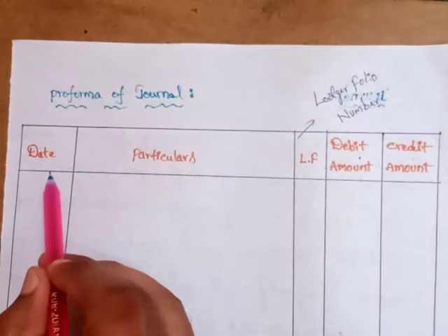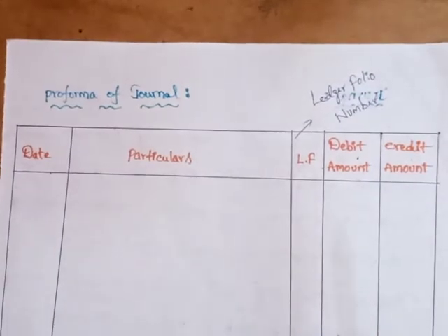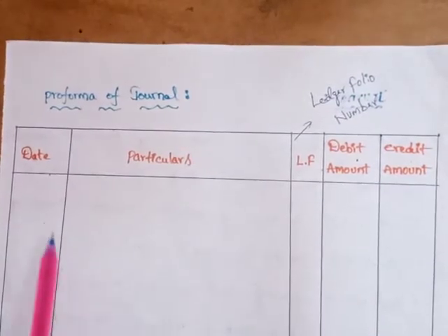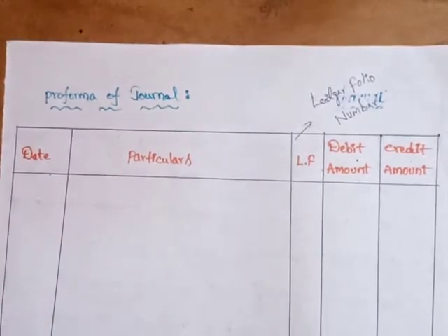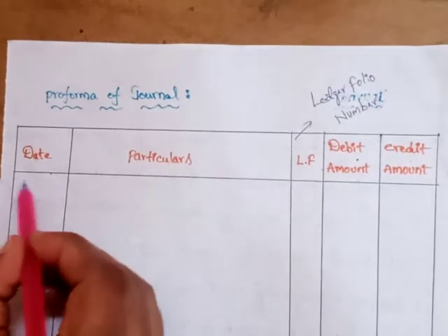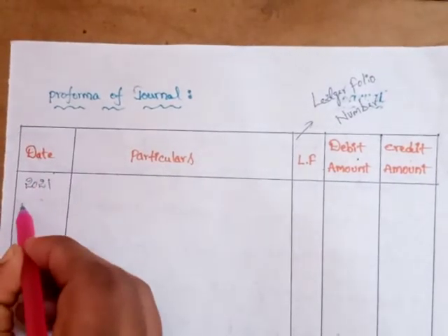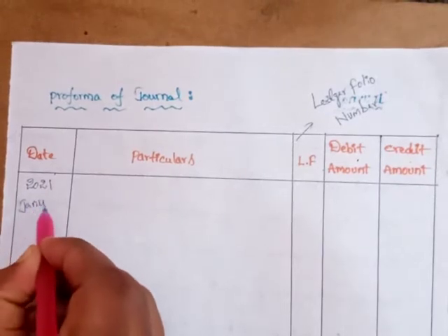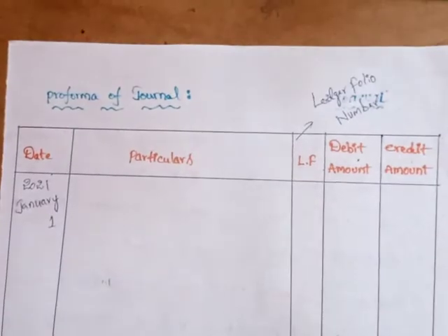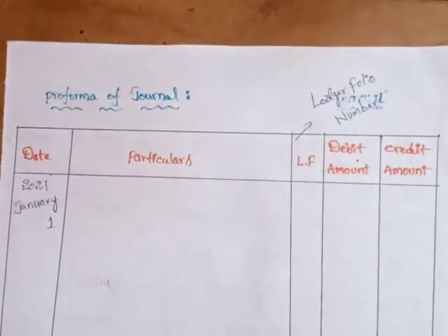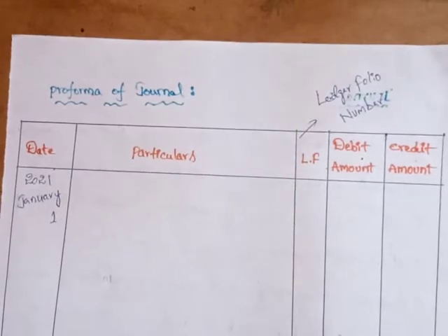So in date column, the date on which the transaction is taking place is written in this column. The year and month is written only once in the beginning. For example, 2021 January 1st. Like this, we write date in the date column.